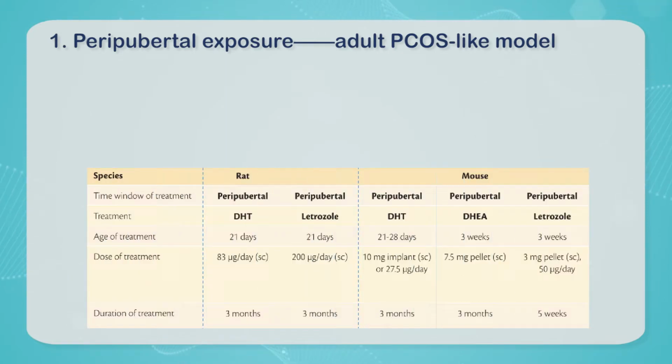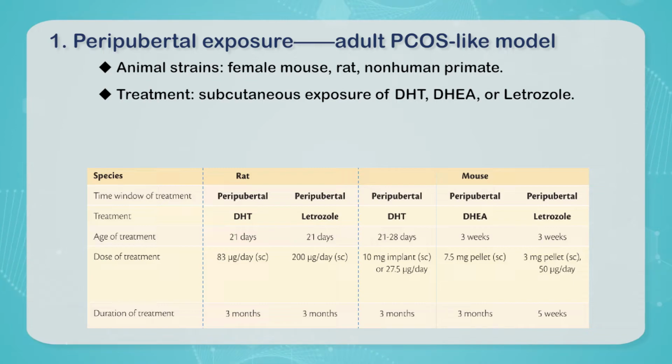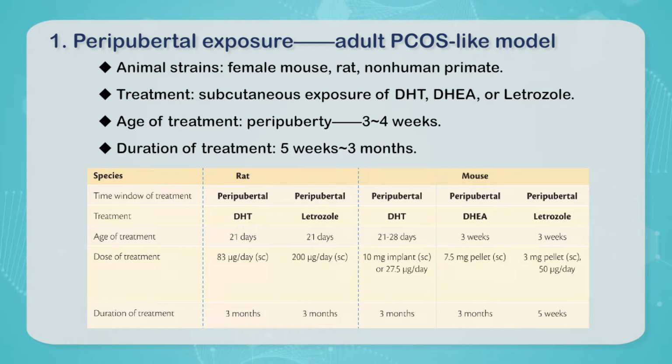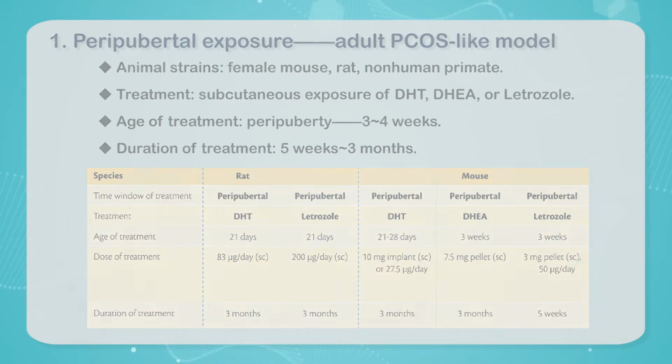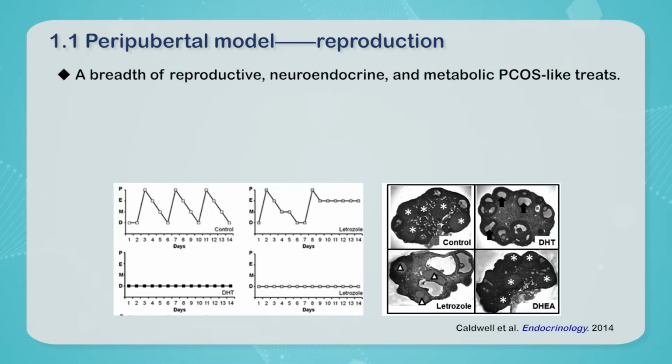The first animal model we talk about is constructed at peripuberty. Mice or rats are exposed by subcutaneous implantation, in 3 to 4-week-old females, of an implant containing dihydrotestosterone, DHEA, or letrozole for a period of 3 months. This model elicits an adult phenotype that displays a breadth of reproductive, neuroendocrine, and metabolic PCOS-like traits.